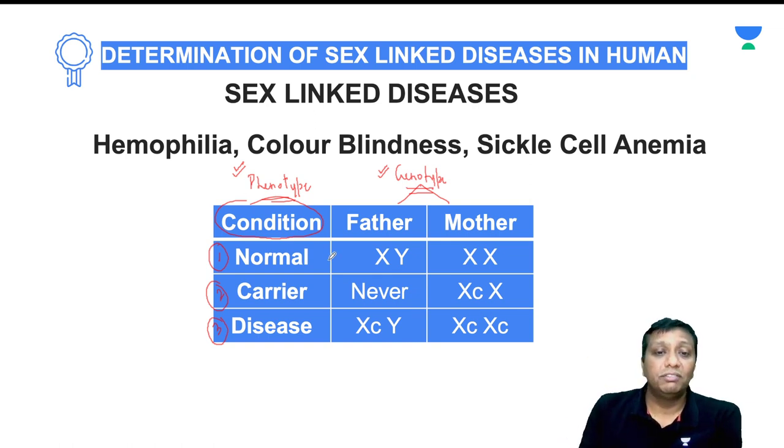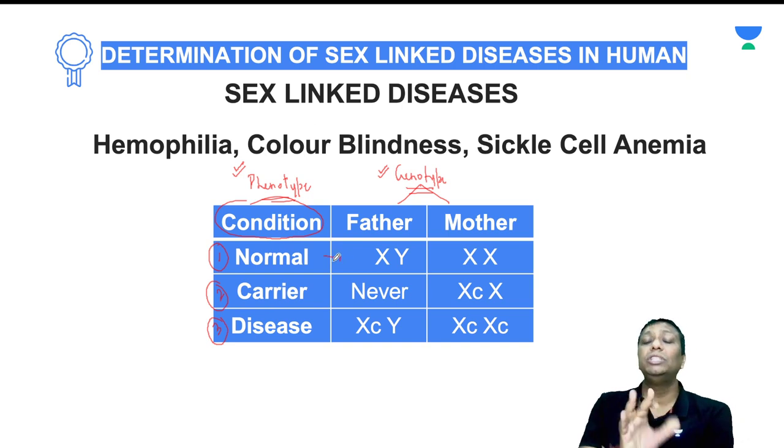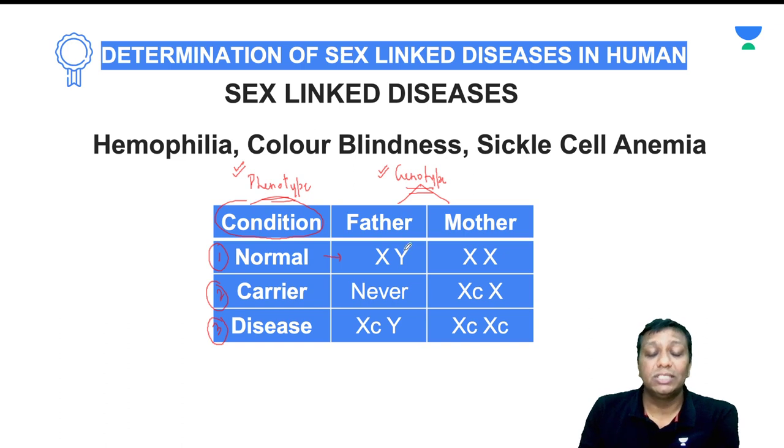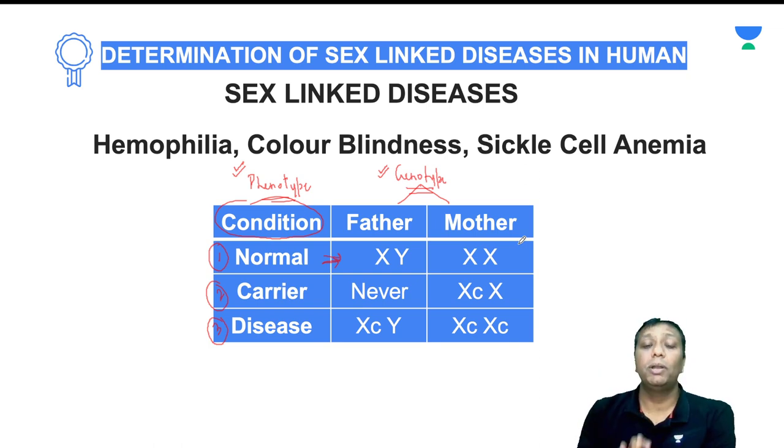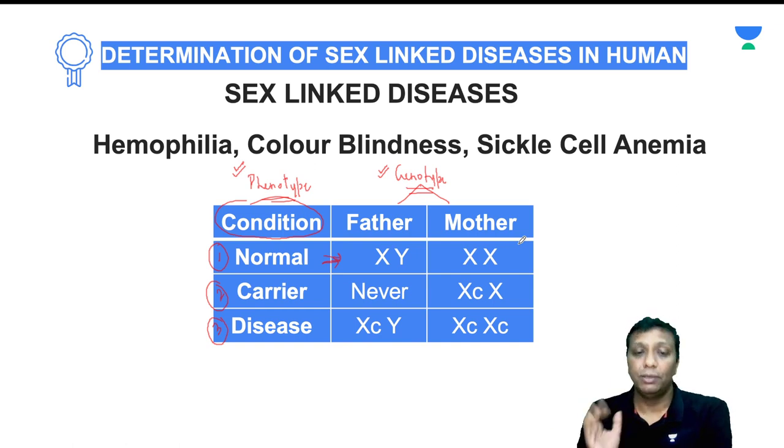So what if the father is normal? Father normal means no genes inside papa or mama. If father is normal, it means no genes, no disease, no problems. So father normal means you use XY as the chromosomes. Mama normal means you use XX as the chromosomes. If I tell you papa is normal, papa has no disease of any sickle cell anemia, or mama has no disease of any sickle cell anemia, then remember that the genotype is XY and XX.